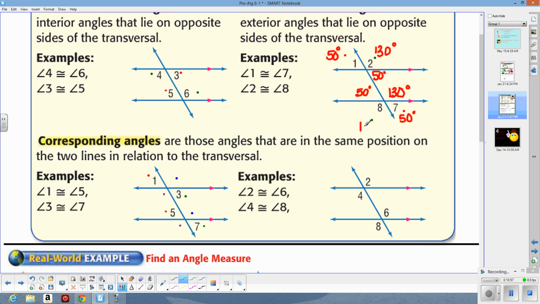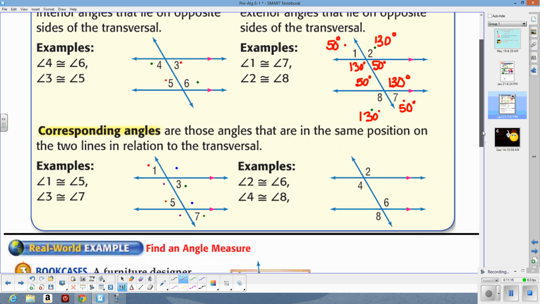8 would also be 130 degrees because they're vertical angles. And this one here would be 130 degrees because it is vertical with number 2, or because it's corresponding with number 8. So as long as you know one of the measurements, you can figure out the other 7.